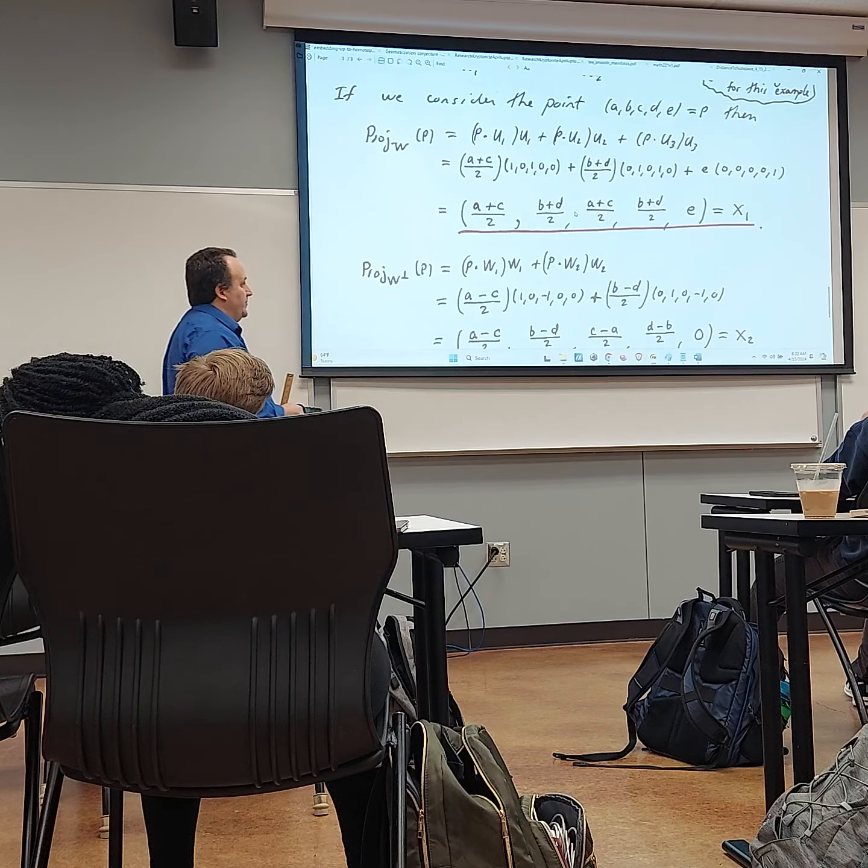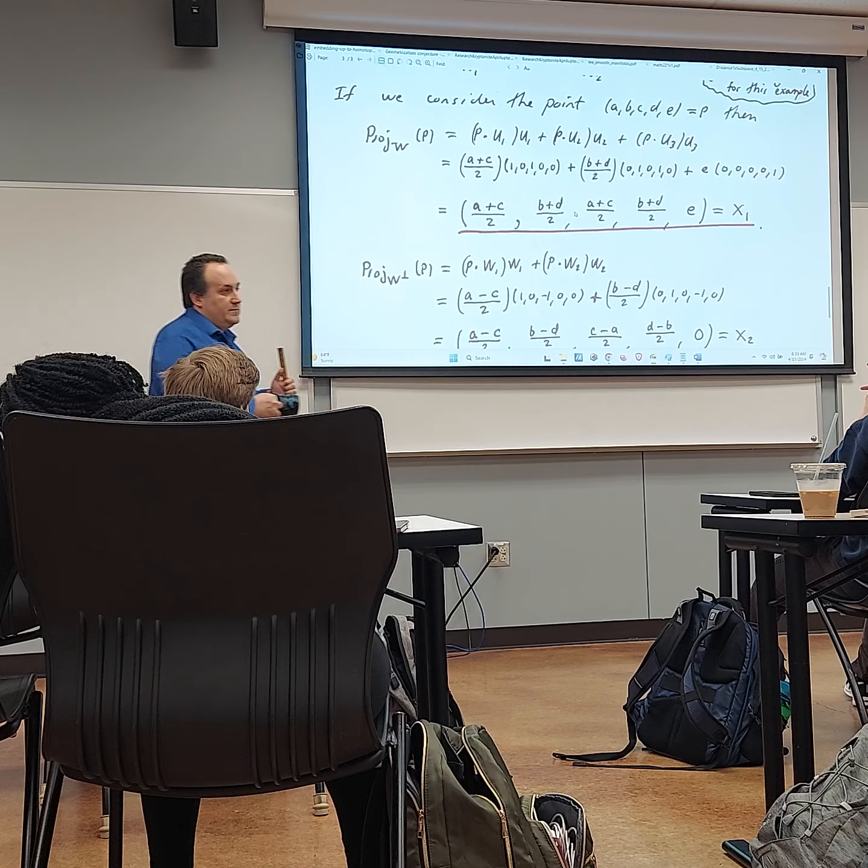And what happens when you add these 2 formulas? See it? This plus this gives me A. This plus this gives me B. This plus this, C. This plus that, D. This plus that, E. In other words, x1 plus x2 is the original point, as it ought to be.